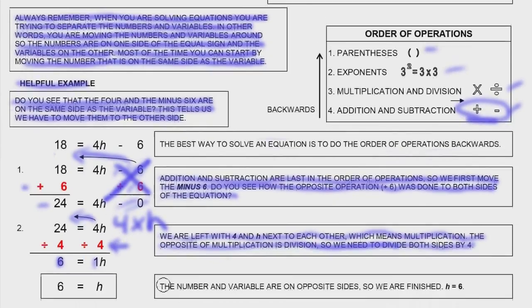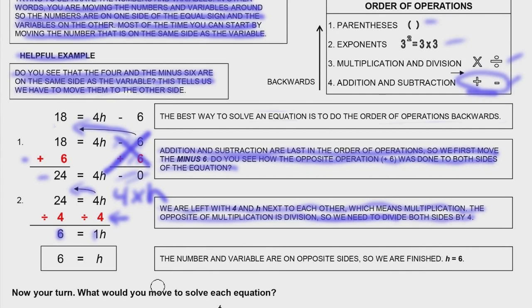Let's scoot this down a little bit. And by the way, if you look at this 1h right here, you should know that any number times 1 is itself. So really 1h is just h. You don't have to write that all the time. I skip that step because 1h is the same as h, so I just write h.